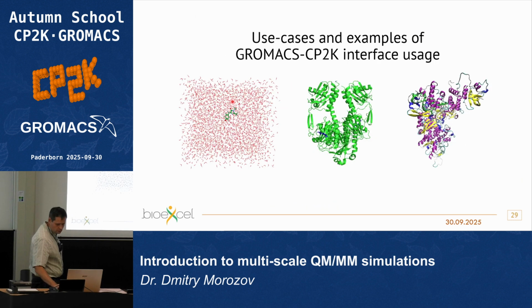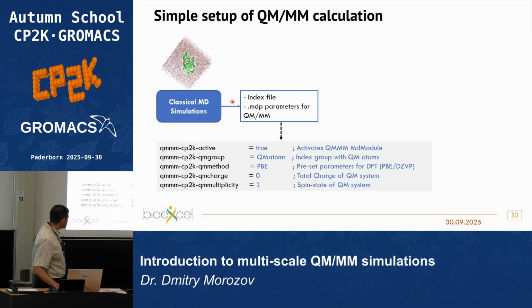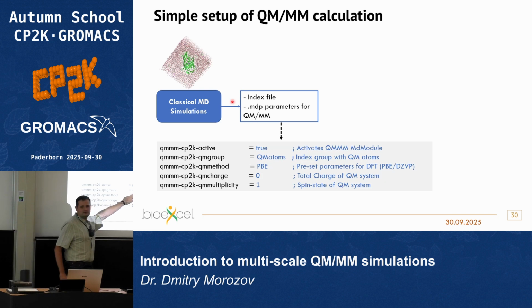So let's do some use cases, or what you can do. This is how your simple QM/MM calculation will look in the GROMACS-CP2K interface. Everything you need to do after the classical MD, or after you have some GROMACS topology, is specify these 4 or 5 additional parameters in the GROMACS MDP file. The first parameter instructs to activate the interface. Then all other parameters will be active. The QM group is a group from the index file in which you define the indexes of your QM atoms.